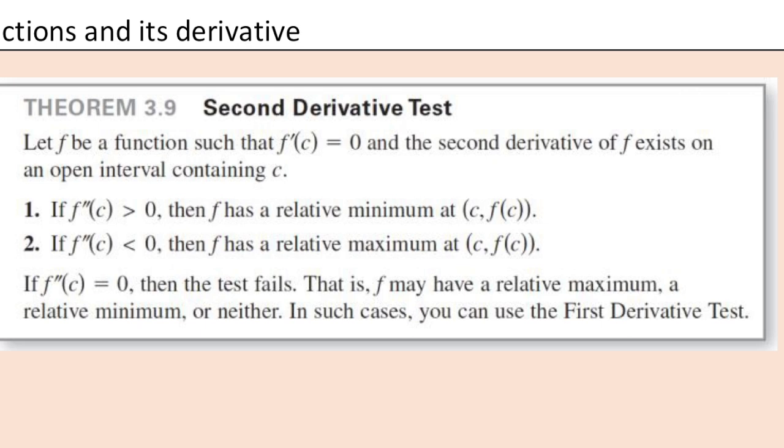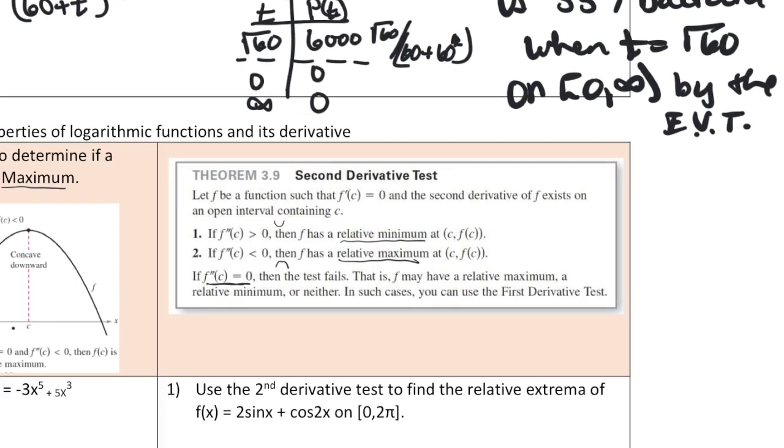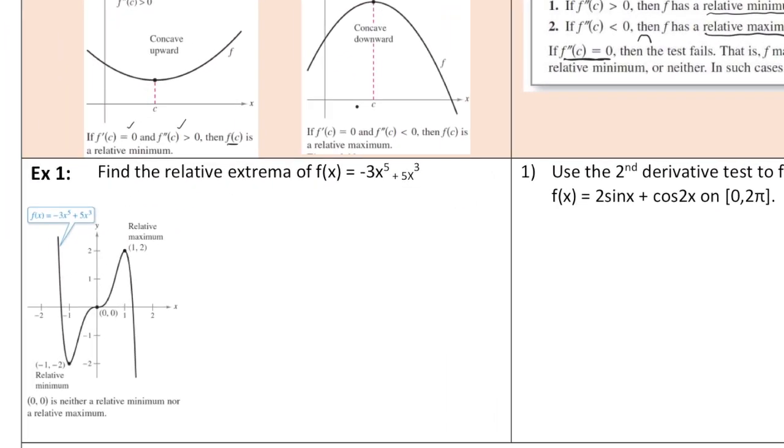If you have a function such that your derivative equals 0 and the second derivative exists on that open interval containing c, then you have a relative minimum when you are concave up, and you have a relative maximum when your function is concave down. But this sometimes doesn't work. If your second derivative equals 0, you do not know if you have a relative minimum or maximum, and you must go back and do the first derivative test to determine if your extreme value is largest or smallest.